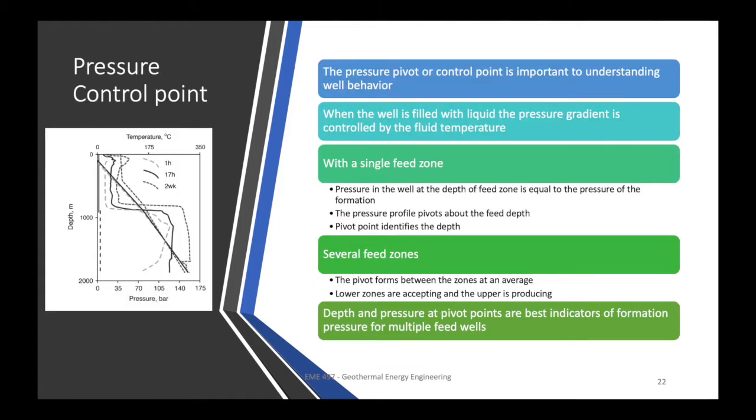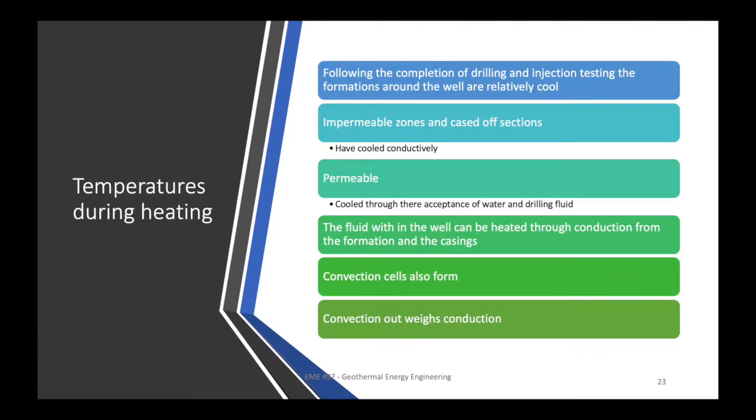Temperatures during heating. Following the completion of drilling and injection testing, the formations around the well are relatively cool. The impermeable zones and cased-off sections have cooled conductively, and the permeable zones have cooled through the acceptance of water and drilling fluid. The fluid within the well can be heated through conduction from the formation and from the casings. There is also the formation of convection cells. However, it is important to note that convection outweighs conduction in terms of heat transfer in this.